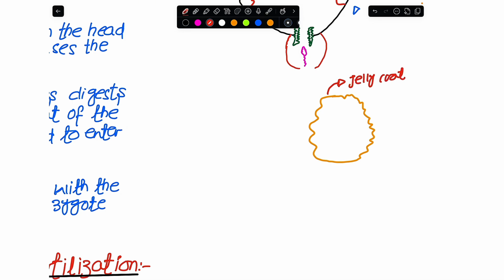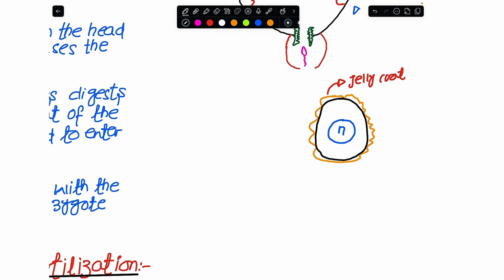And on the other way around, if I were to come on the inside of the egg cell, lying immediately below the jelly coat, what we have is the cell membrane. And when we come to the center of the egg cell, here we have the female nucleus, and this female nucleus has the genetic material from the female parent.